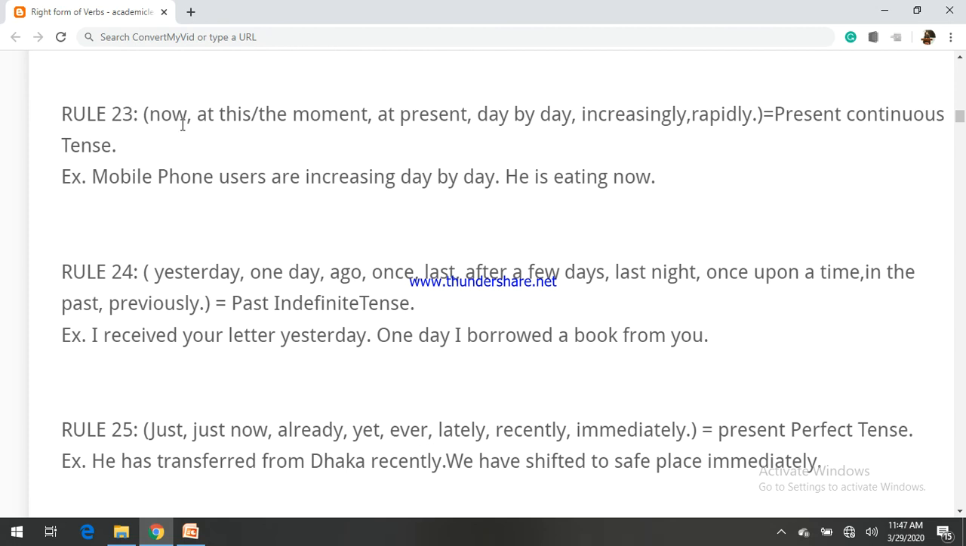And then rule 23. Now, at this moment, at present, day by day, increasingly, or rapidly are tense markers for present continuous tense. If there is now, at this moment, at present, day by day, increasingly, or rapidly inside the sentence, then the structure should be present continuous. Let's see: Mobile phone users are increasing day by day. Day by day is the tense marker, that's why "are increasing". He is eating now. Now is the tense marker. That's why "is eating".